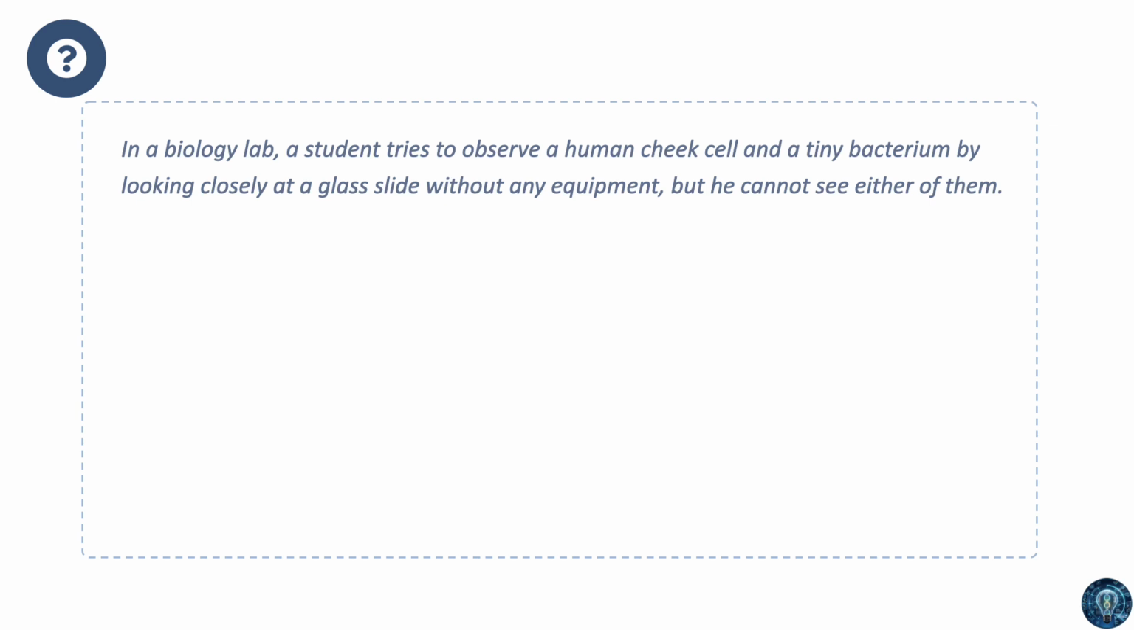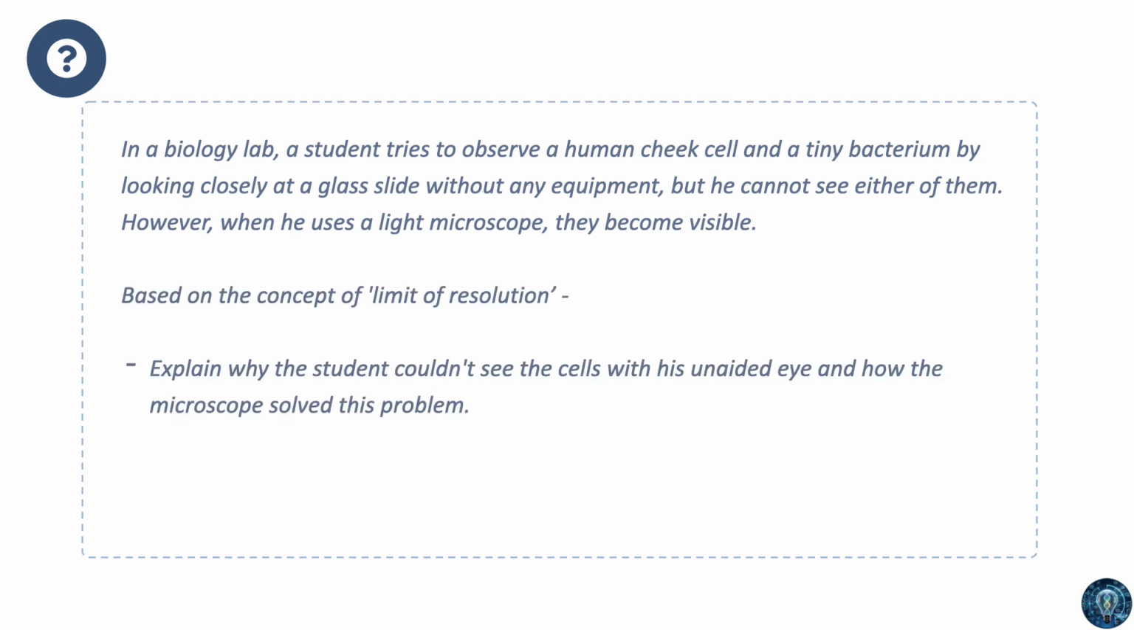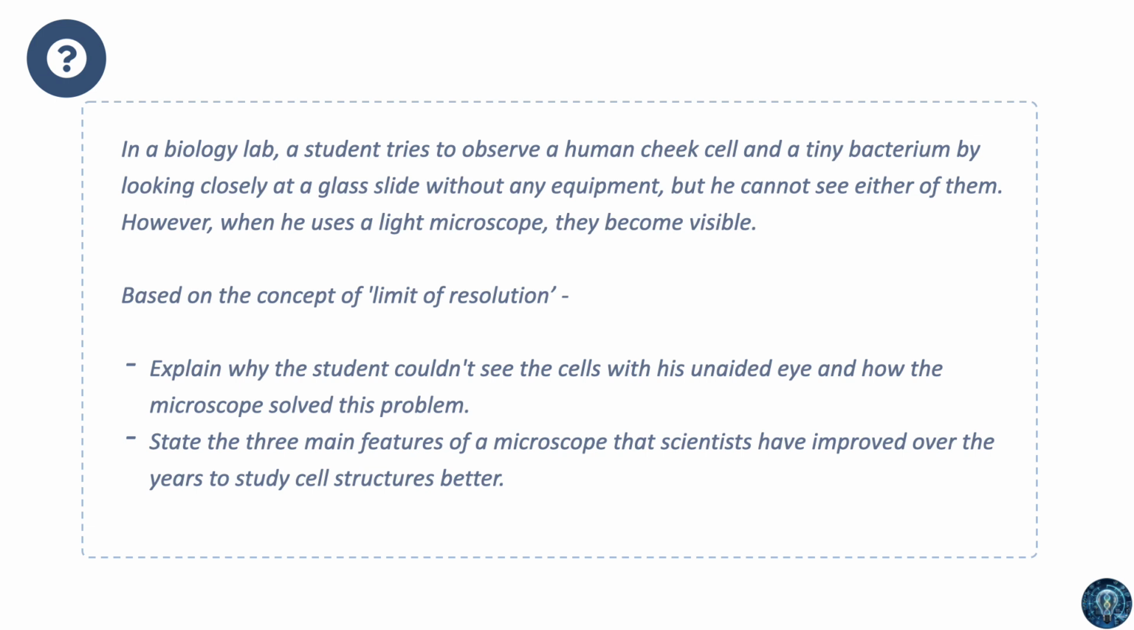In a biology lab, a student tries to observe a human cheek cell and a tiny bacterium by looking closely at a glass slide without any equipment. But he cannot see either of them. However, when he uses a light microscope, they become visible. Based on the concept of limit of resolution, first, explain why the student couldn't see the cells with his unaided eye and how the microscope solved this problem. Second, state the three main features of a microscope that scientists have improved over the years to study cell structures better.